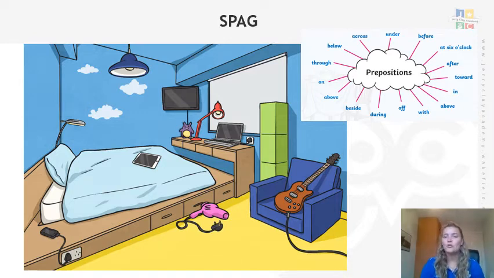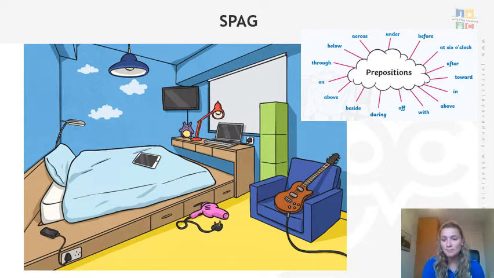Now, I'd like you to up-level them as well. So don't just say, the guitar is on the sofa. Think about what you could do. You could say, comfortably, the brown wooden guitar sits on the soft blue sofa. So you're going to put some adjectives in as well. You could put some adverbs in.